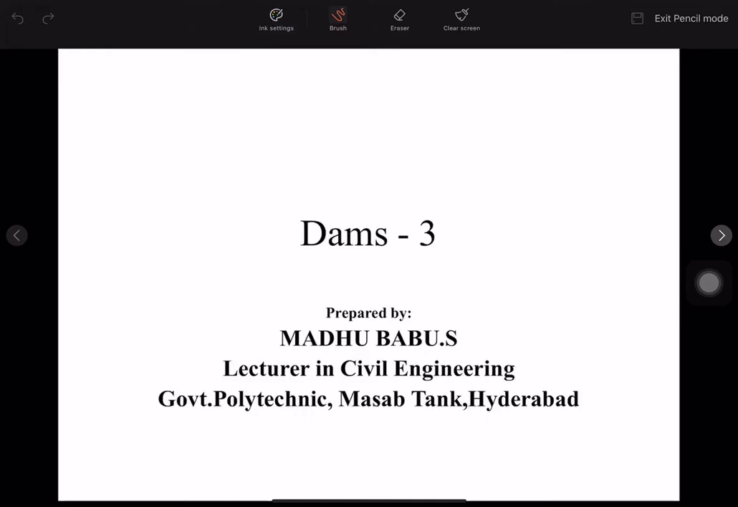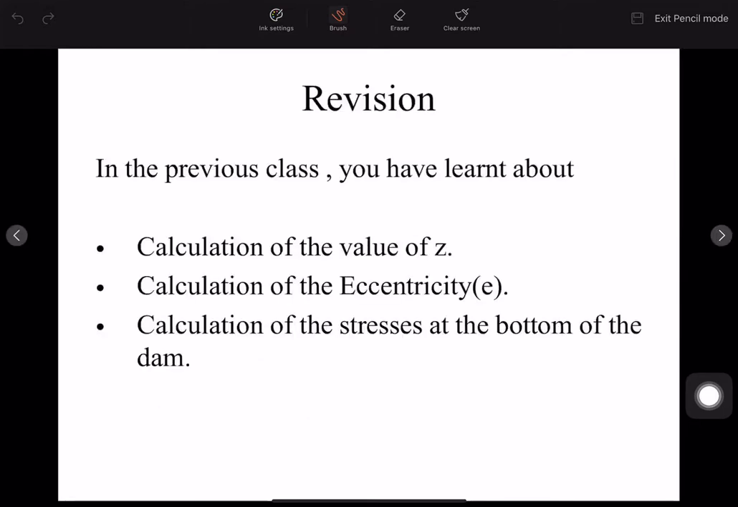Today we'll be discussing the third part of the dams chapter, which is of the theory of structures subject topic. So before going into the lecture, let's revise our previous class.